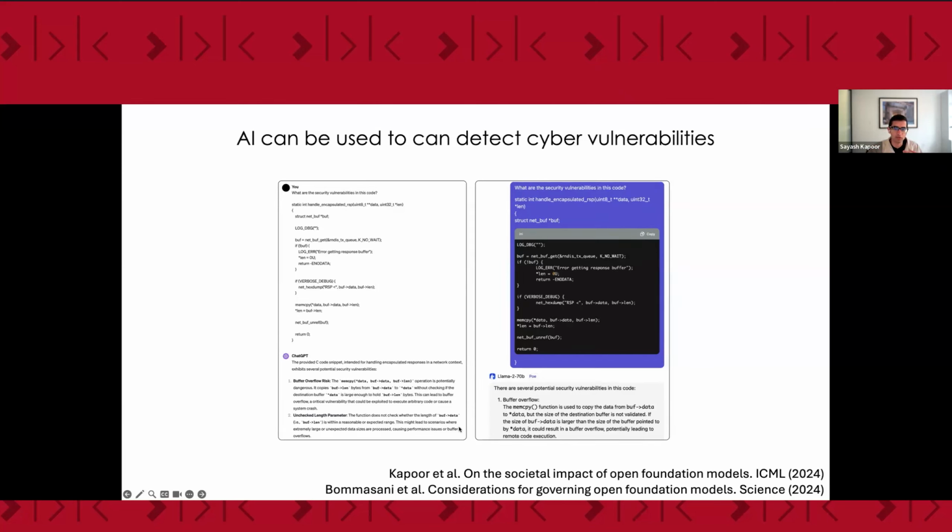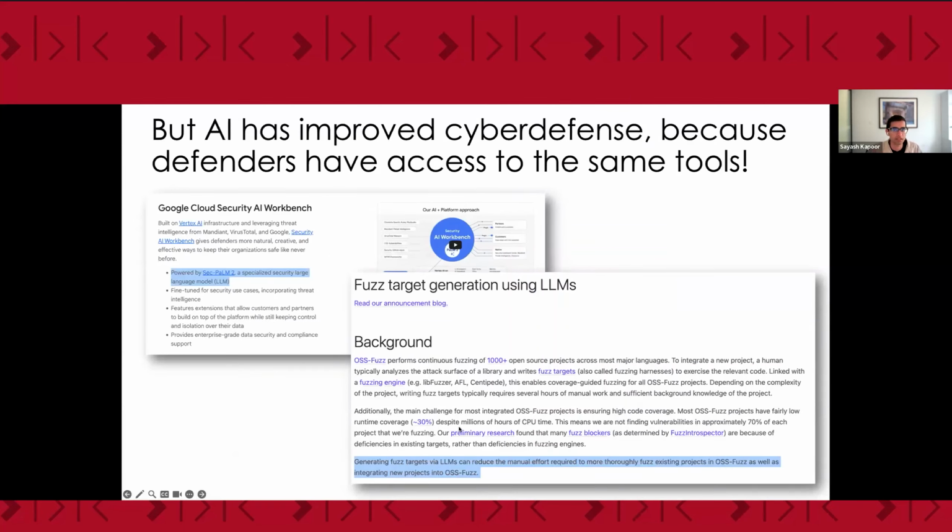But we've seen also that AI, including modern generative AI, has rapidly improved cyber defenses because defenders have access to the same tools. And most importantly, they have much deeper access to the systems that they're trying to defend. So they can use these tools at a much wider scale, much more quickly. Two examples are on the slide. The first is from Google, where they've used a security-focused version of their PaLM language model on Google Cloud to protect their clients from cyber attacks. A second is from this project called OSS-Fuzz, which uses fuzzing tools to scan open source repositories for cyber vulnerabilities.